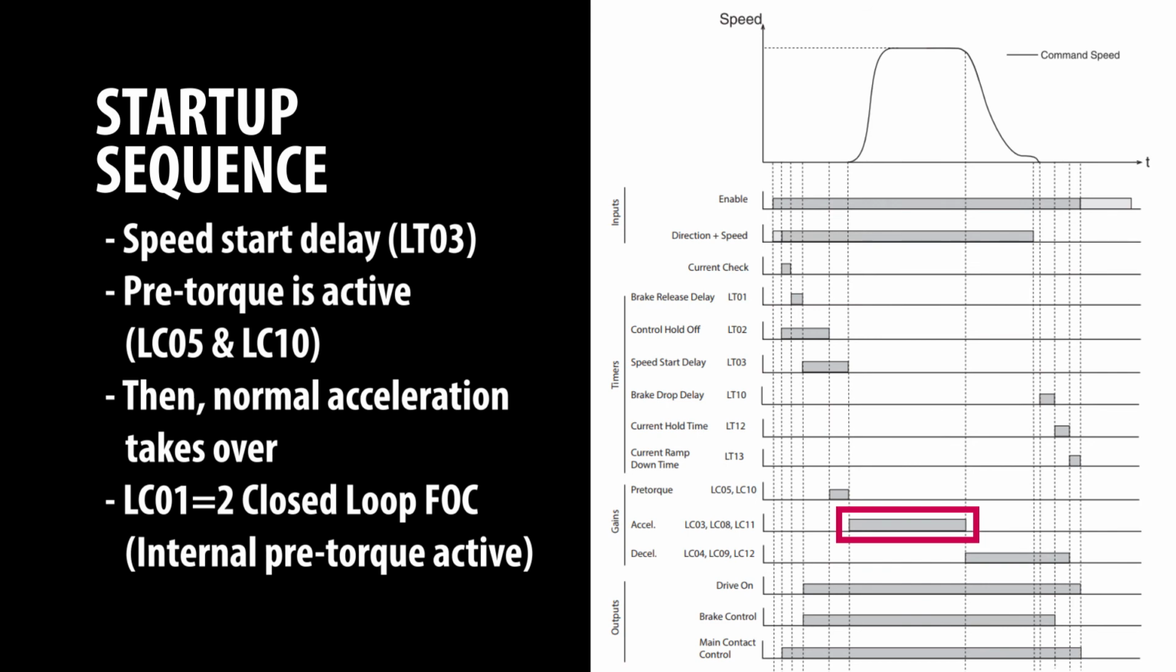Setting LC01 equal to 2, closed-loop FOC, means that the internal pretorque is active.